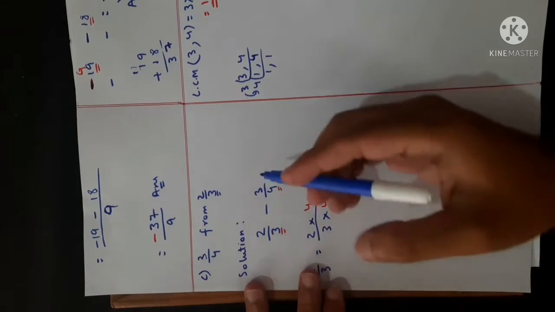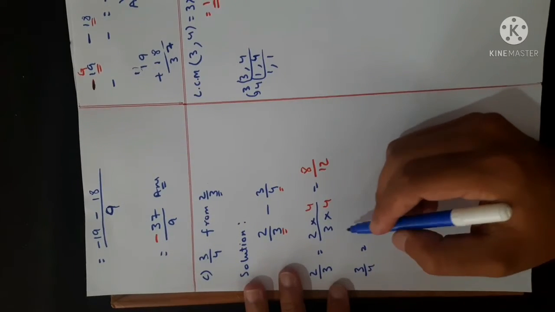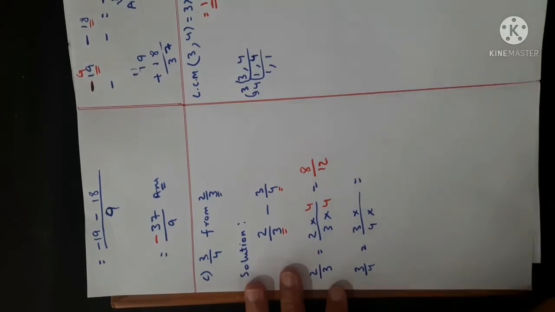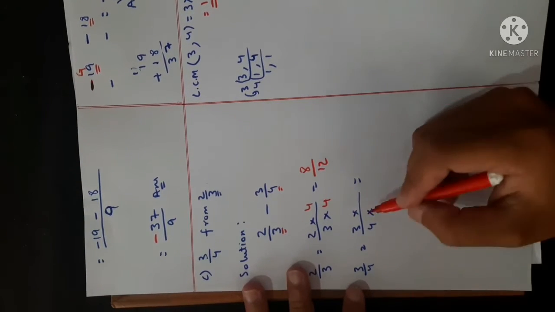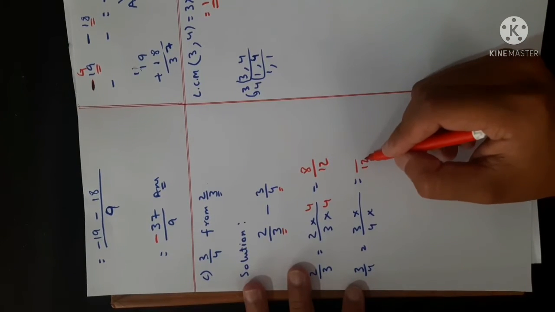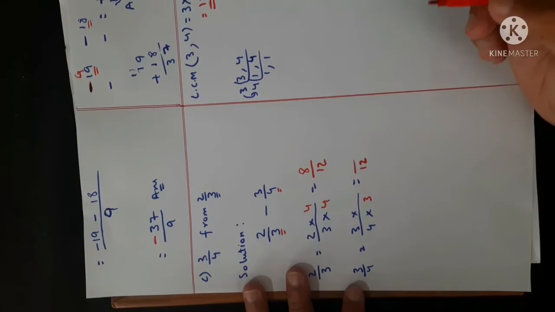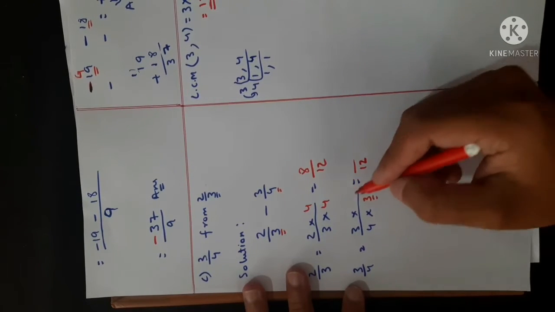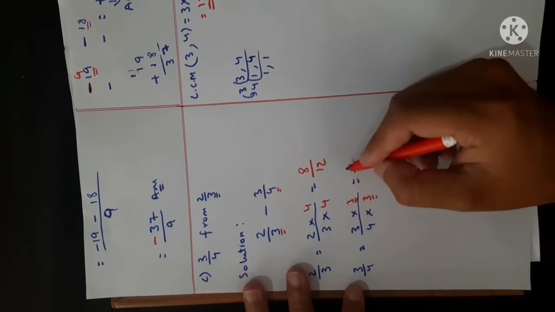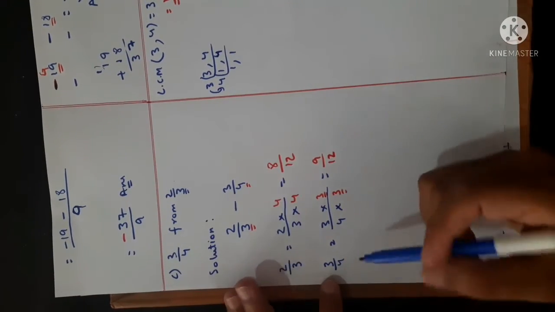So next, 3 by 4 will be equal to something by 12. So 4 multiply how much will we get the LCM as the denominator? 4 multiply 3 equal 12, isn't it? So again, we multiply by 3 in the denominator, and in the numerator also by 3. So 3 multiply 3, we will get 9. So now we have their equivalent rational numbers.